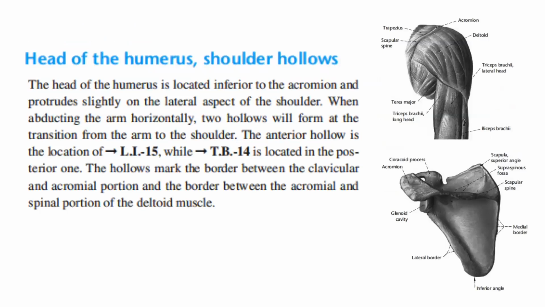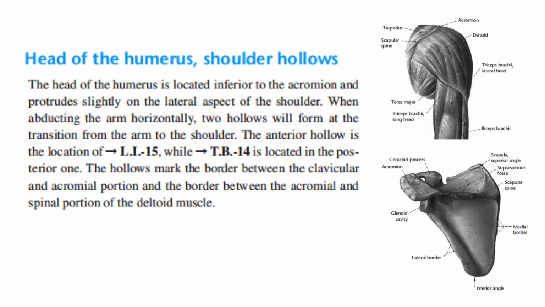Next, we have the head of the humerus and the shoulder hollows. The head of the humerus is located inferior to the acromion and protrudes slightly on the lateral aspect of the shoulder. When abducting the arm horizontally, 2 hollows will form at the transition from the arm to the shoulder. The anterior hollow is the location of LI15, while triple burner 14 is located on the posterior one.